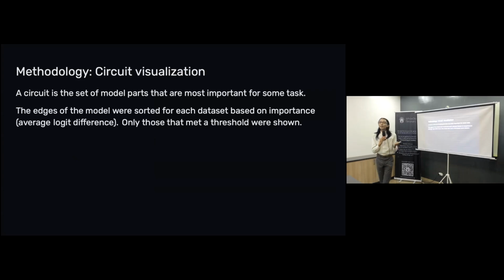Right. So then I wanted to identify also the circuits that were responsible for it. So a circuit is a set of the model parts or modules that are the most important for some task, right? So the ones that are the most relevant, the ones where if you take them out, performance on the task will be severely degraded. So I used a method which sorted the edges of the model based on their importance, right? The average logit difference between the 2 things.